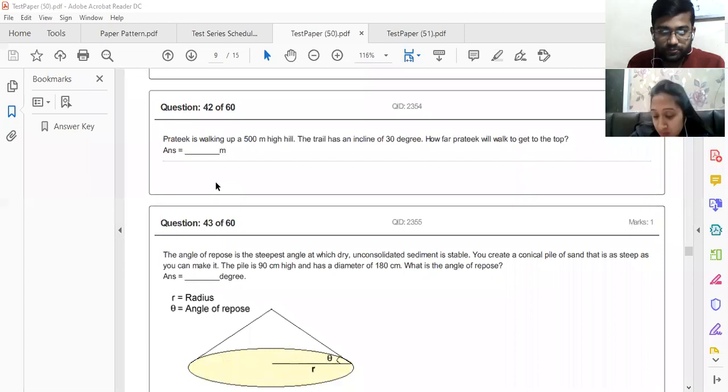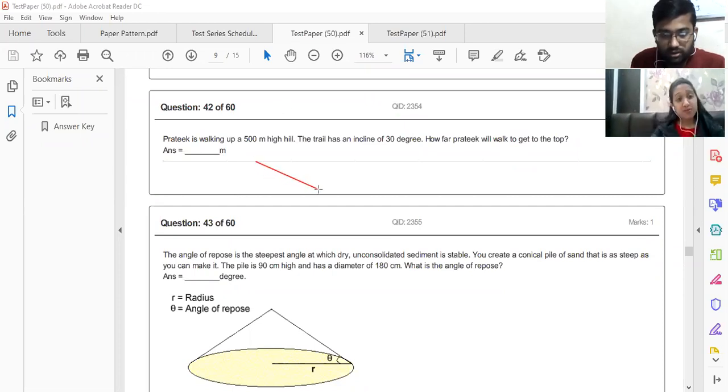Next, Pratik is walking up a 500-meter high hill. The trail has an incline of 30 degrees. Let's say this is your slope, and this is Pratik walking on a hill. This trail, meaning the path, has an incline of 30 degrees. So this angle is your 30 degrees.